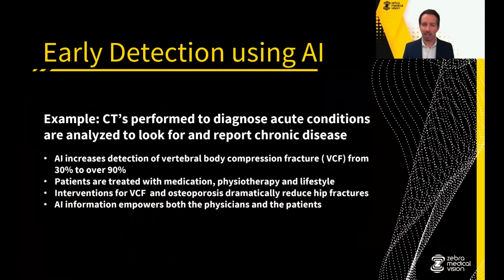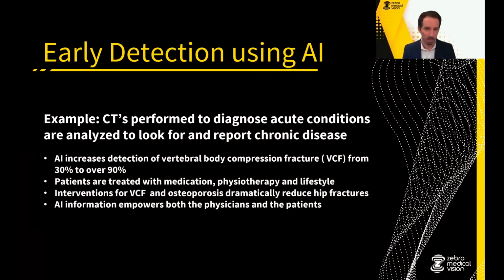Now, if we look at data sets from chest CTs performed to diagnose acute conditions, we could subsequently analyze these same cases in parallel by an algorithm to identify a wide variety of chronic conditions, such as vertebral compression fractures, coronary calcium scoring, COPD, lung nodules, and more.